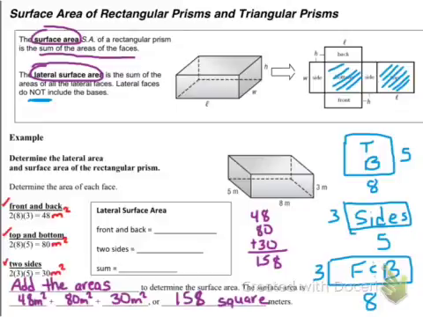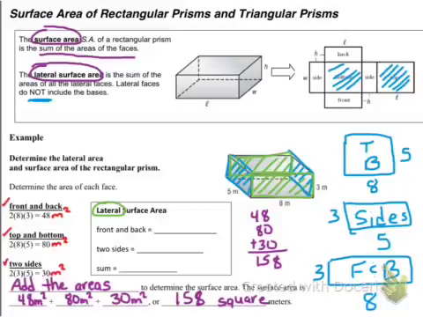Now, if we're talking about lateral surface area, so just the lateral faces, then we're talking about the front and back, and then the two sides. So we're talking about this side, and the front and the back. So everything except the top and the bottom.